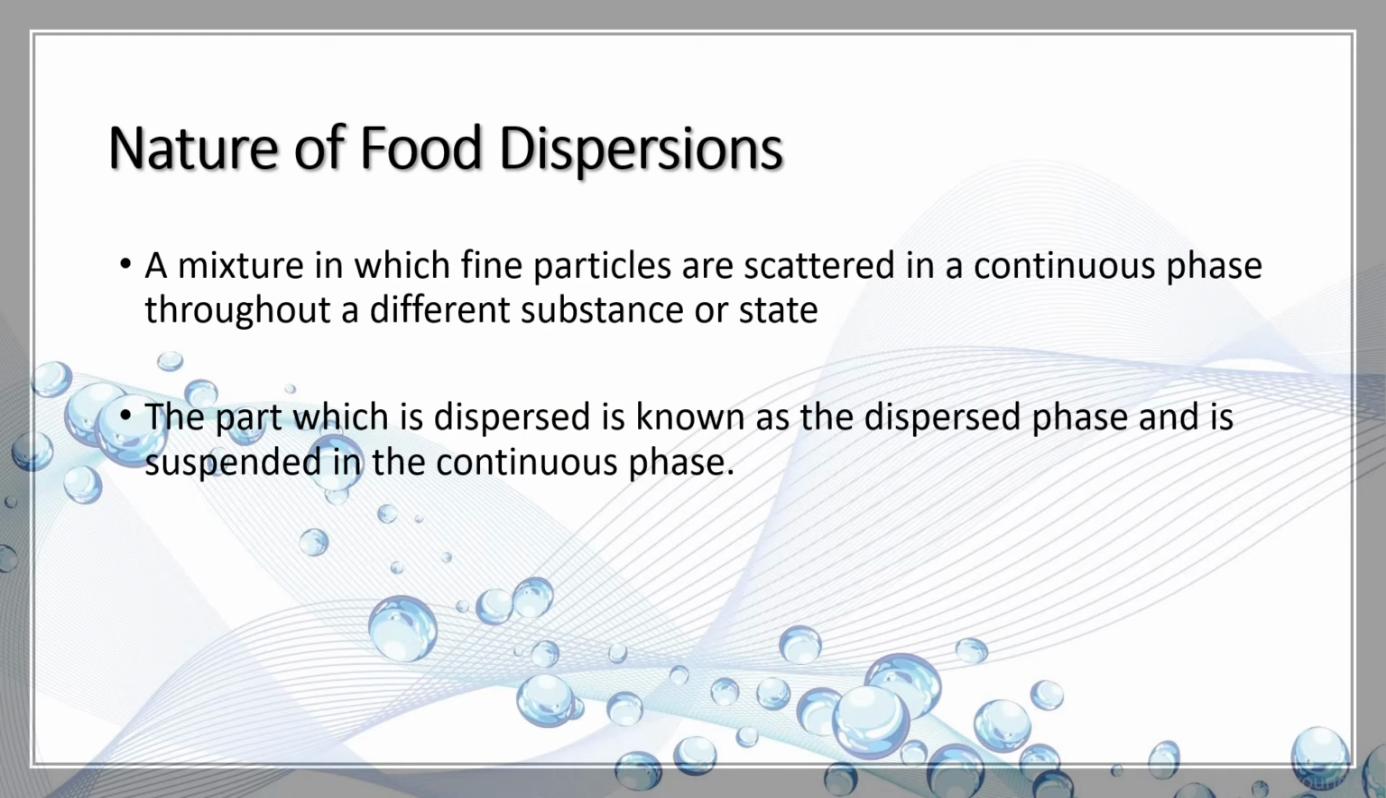Water is also present in food dispersions. A dispersion is a mixture in which fine particles are scattered in a continuous phase throughout a different substance or state. The part which is dispersed is known as the dispersed phase, and the substance in which these are suspended is called the continuous phase. There are actually three types of food dispersions.